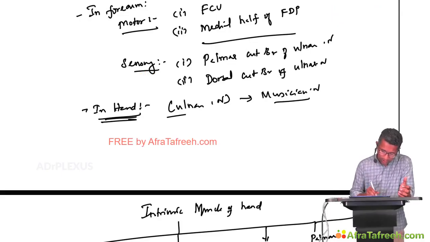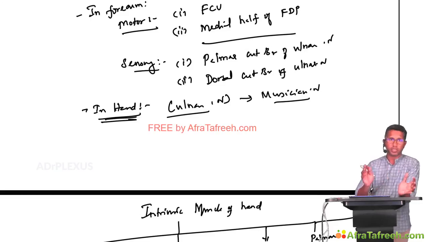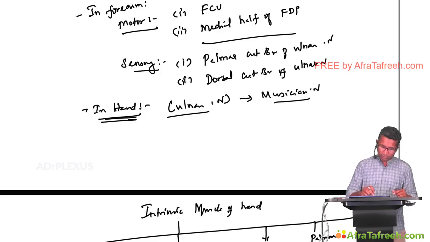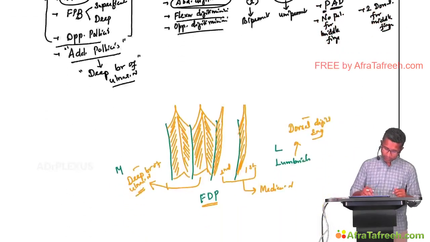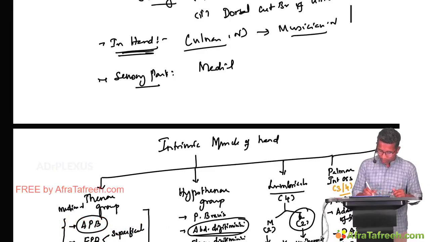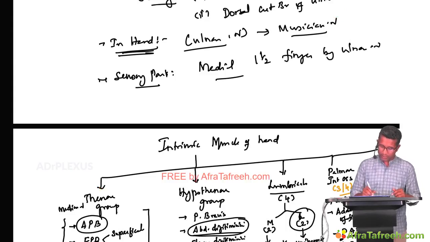Very good, guys. In the hand, the ulnar nerve supplies almost all the muscles except the 3 thenar muscles and the 2 lateral lumbricals. I'll show you some simple pictures shortly, but before that, let's finish the sensory part. For the sensory part, the ulnar nerve supplies the medial 1½ fingers.